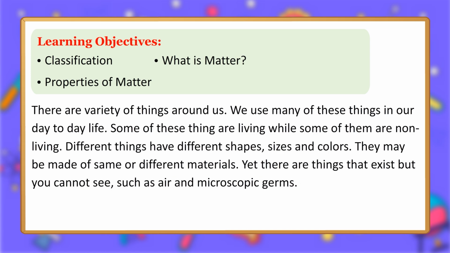There are a variety of things around us. We use many of these things in our day-to-day life. Some of these things are living while some of them are non-living. Different things have different shapes, sizes and colors. They may be made of the same or different materials. Yet there are things that exist but you cannot see, such as air and microscopic germs.